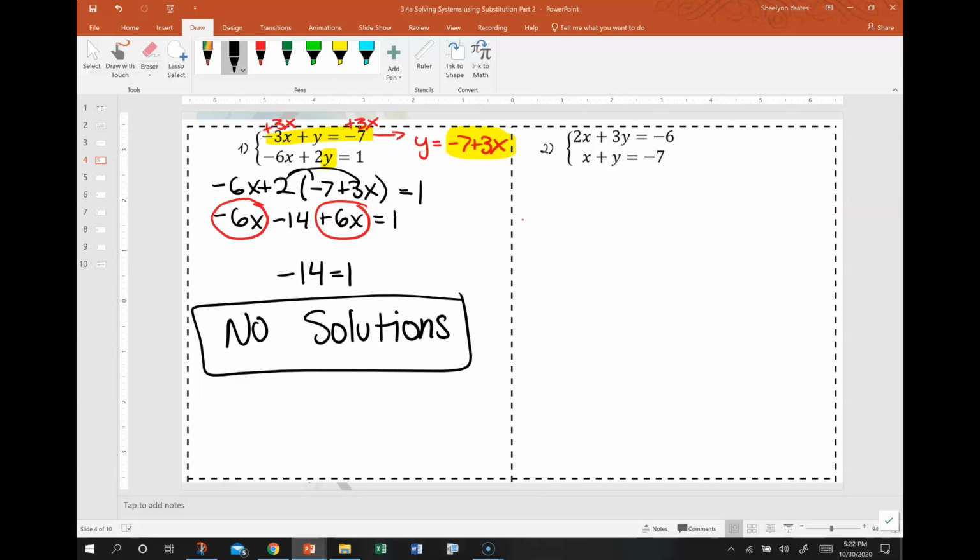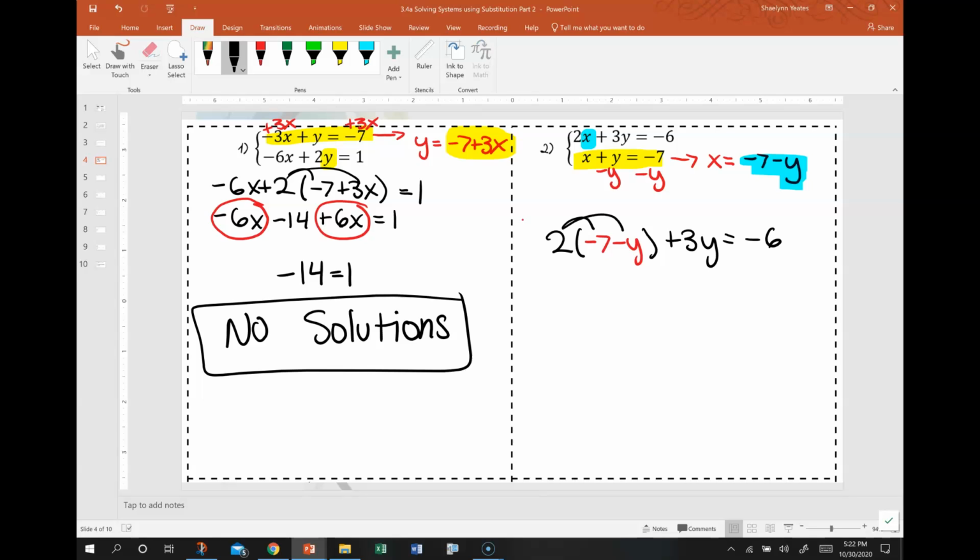Alright, on this next one, the bottom one is going to be the one that's easiest to solve, and we can actually solve for either variable. Since the last one we solved for y, I'm going to solve for x on this one. So I'm going to subtract y from both sides, and my new equation is x equals -7 minus y. So I'm going to take this -7 minus y and plug it in for my x. So this is going to be 2 times, here's the -7 minus y, and then plus 3y equals -6.